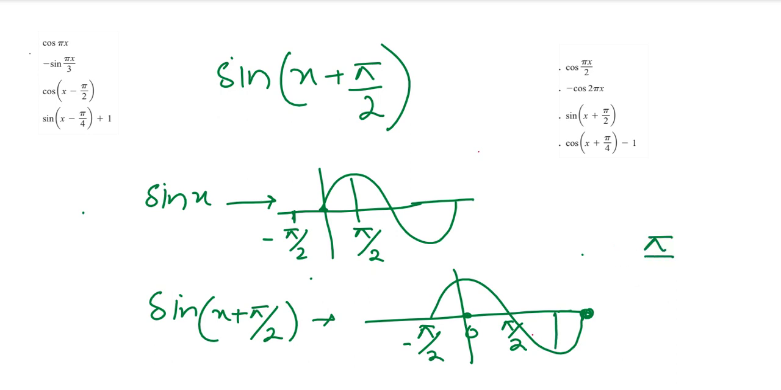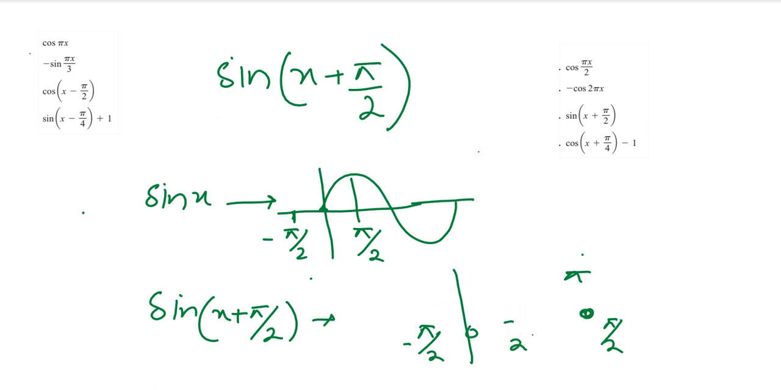Okay, let's see if we want to find the value of this middle point, this will be pi, and the next value, that will be the ending value of this whole cycle, will be 3 pi over 2. All right, so in this way, we check this whole thing.